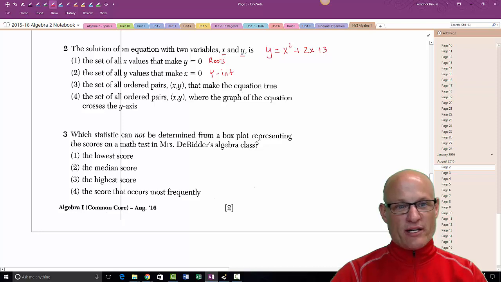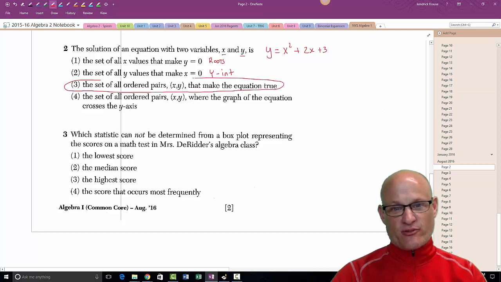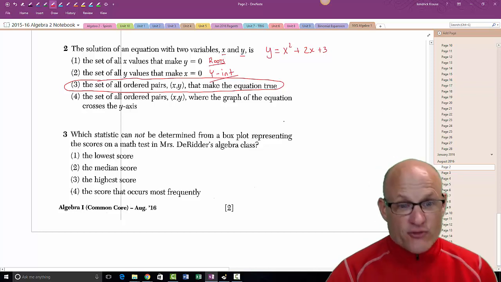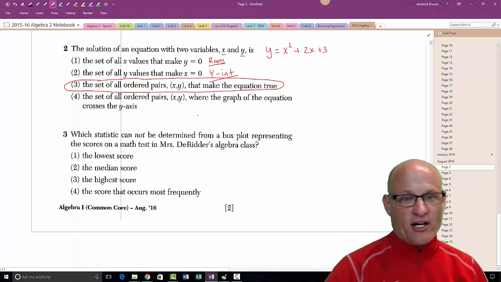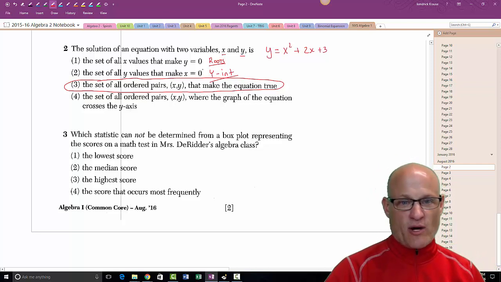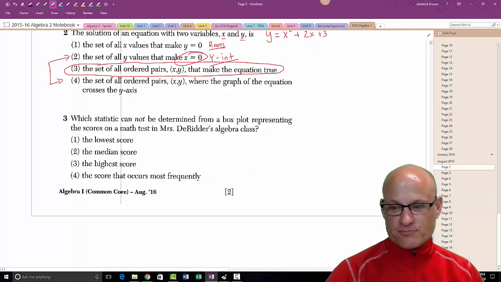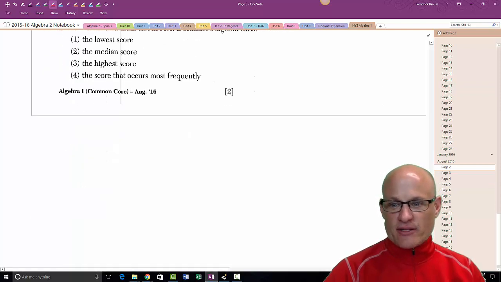So what we want is the ordered pair x and y that makes the equation true. It doesn't always have to be equal to 0. That's only if you're looking for roots or a y-intercept. I got it right. And the last one is crossing the y-axis. Crossing the y-axis is when x equals 0. So these basically are in effect the same problem, or same solution, or same answer. All right, sorry about that.